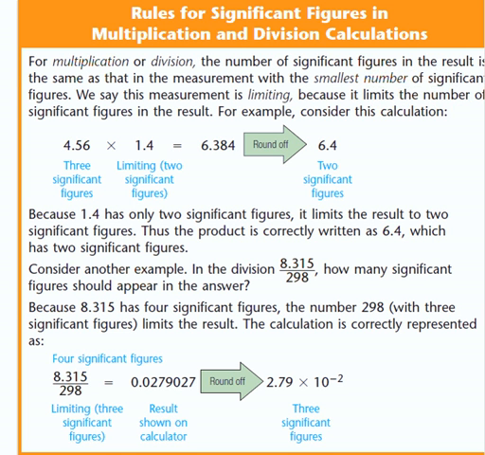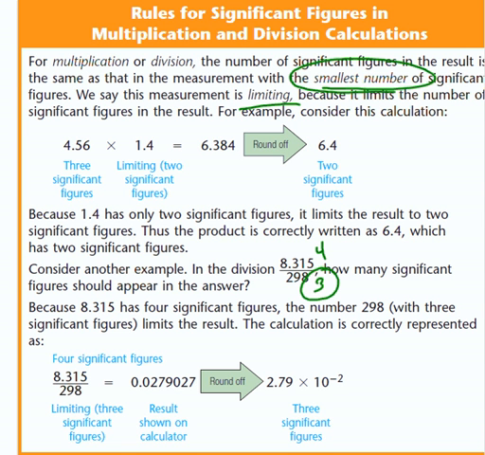The division of 8.315 divided by 298. How many significant figures should there be in the answer? If we take a look, there are 4 sig figs up here, and there are 3 sig figs down here. Well, remember, we look at the smallest number. That's going to limit the number of sig figs in our answer. So because 3 is smaller than 4, when we round our answer, we need to make sure that it is to 3 sig figs. Because 8.315 has 4 sig figs, and the number 298 with 3 sig figs limits the result, the calculation is correctly represented below.